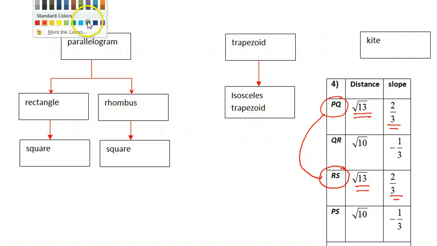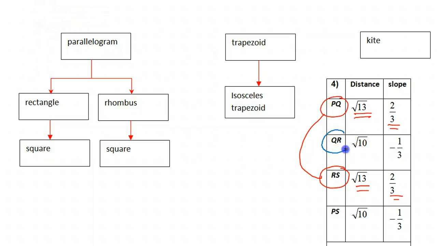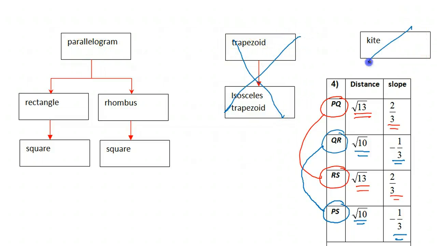Also, looking at opposite sides by skipping rows one more time, QR and PS would be opposite sides. And again, we have radical 10 and radical 10. Opposite sides are congruent. Again, we have negative 1/3 and negative 1/3. Opposite sides are parallel. So this is a parallelogram. So far so good. So we can forget about trapezoid and kite.